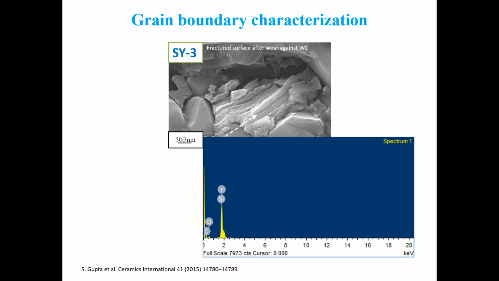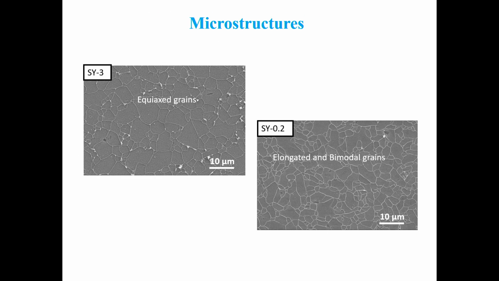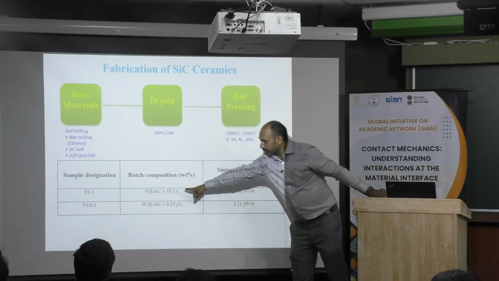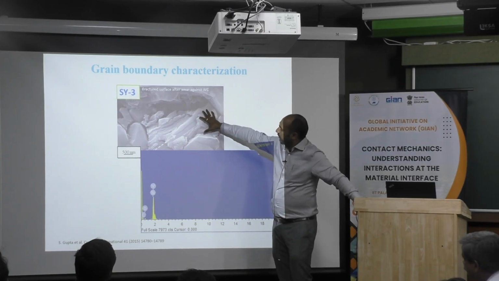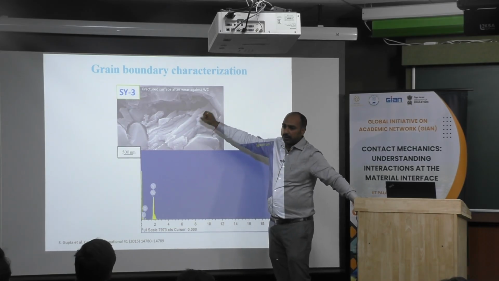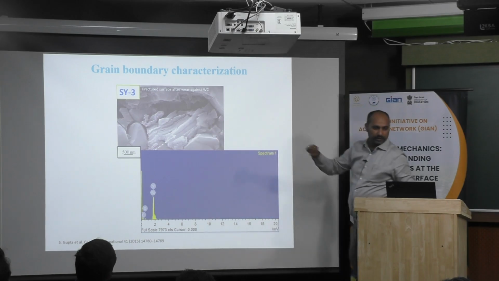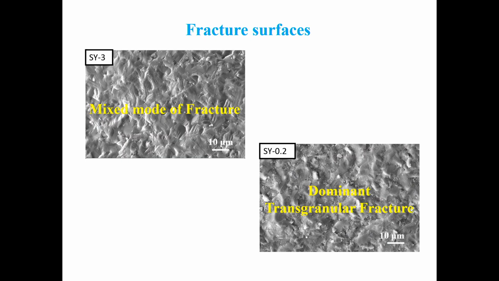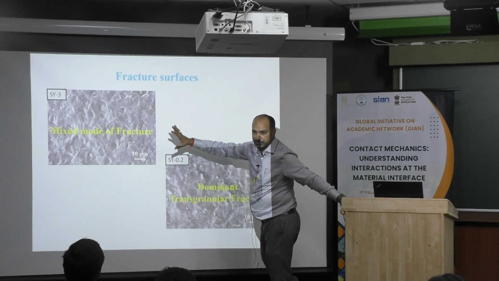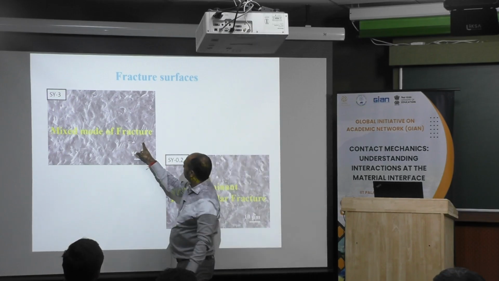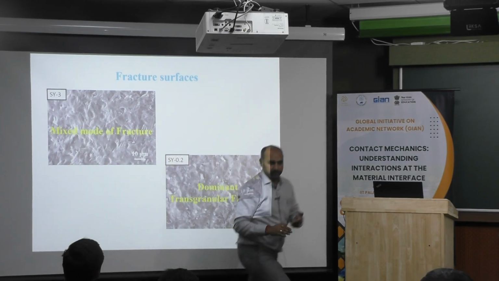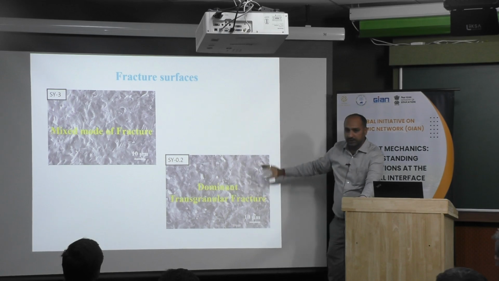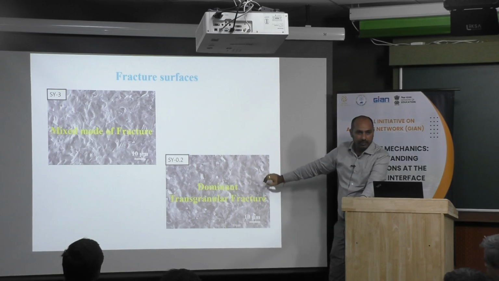So, this is SY3, where we opted for more amount of additive. You see the fracture surface of SY3. It has agglomeration of yttria over the surface. So, this will let us know why. This is the fracture surface, and we can see a mixed mode of fracture, where at some stages it is grain pull out and at some stages it is grain fracture. But if you go with less amount of additives, it is dominating.